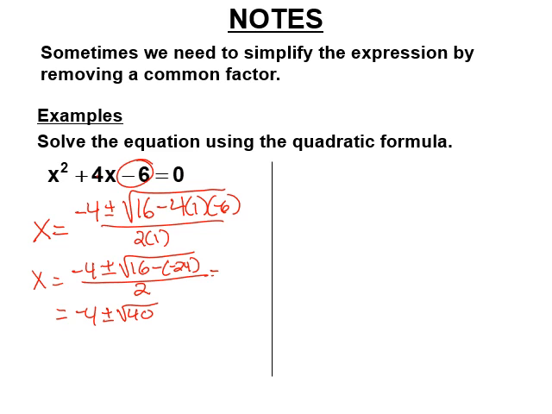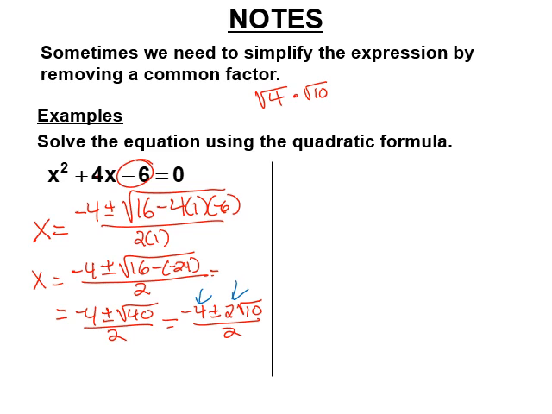16 plus 24 all over 2, right? You have to simplify the square root of 40. It has the square root of 4 and the square root of 10. So it has negative 4 plus or minus 2 times the square root of 10 over 2. But oh no, even worse. It's got a 2 that can be removed, right?